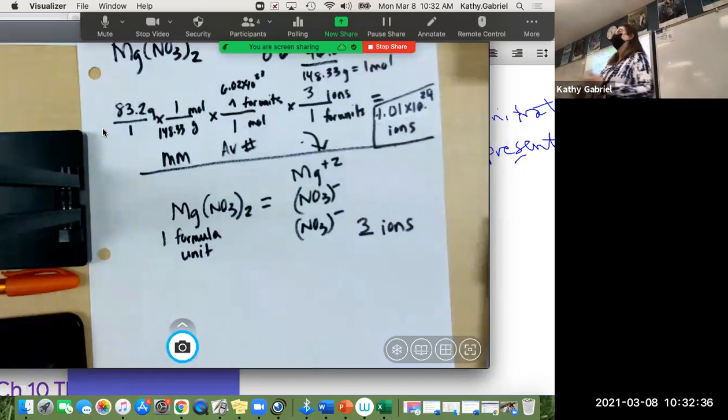So we'll do a percent comp, and then we'll apply it. Say how many carbon atoms, whatever.